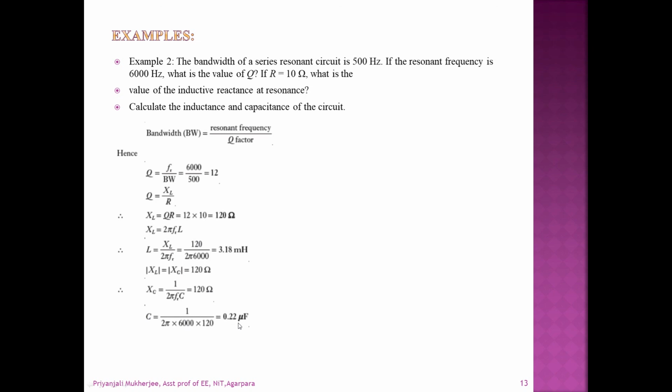So in this lecture, we have considered the series resonance, the properties of the series resonance, the variation of resistance, inductive and capacitive reactance with the frequency, the variation of current and impedance in a series resonating circuit, the bandwidth, the Q factor, the relationship between the bandwidth and Q factor, and some numerical problems. And in the next video, we will consider the parallel resonance.